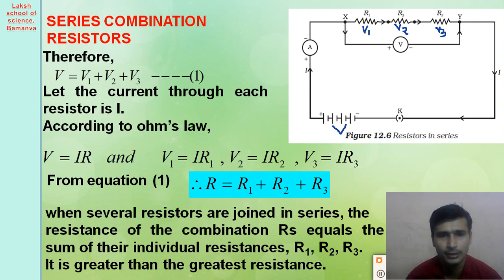So you can conclude that the potential difference across the resistor R1, V1, is equal to I into R1. The potential difference across the resistor R2, V2, is equal to I into R2, and the potential difference across the resistor R3, V3, is equal to I into R3. So from equation number 1, we place all the values, and we get the equation like this.